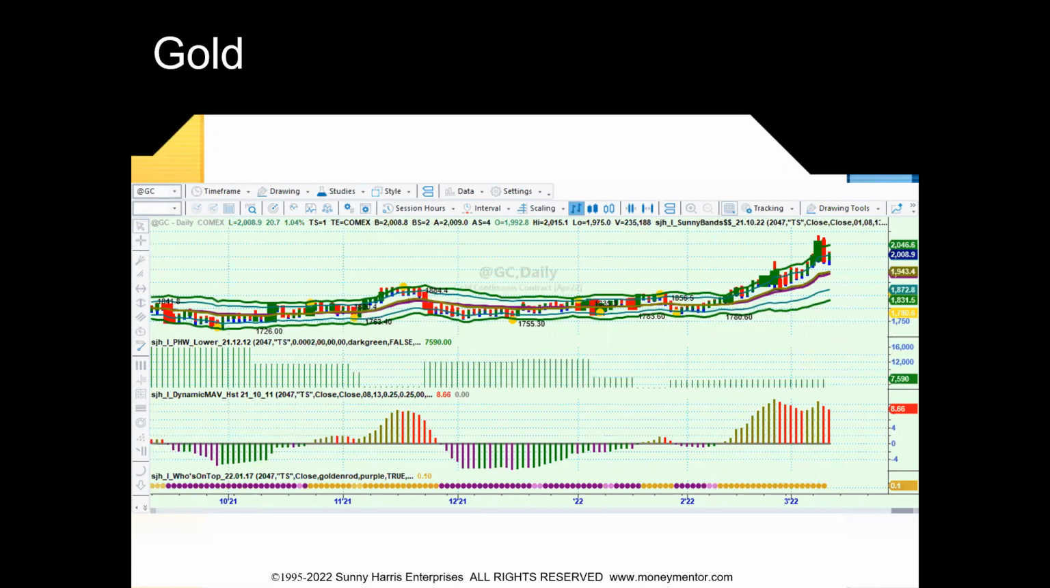Here's gold. You see, I've been predicting for months and months that it would hit 2,000, and I had a lot of people disagreeing with me. But here it was today, over 2,046, and currently down just over 2,000. I still expect higher prices in gold. And you can see that the gold line's on top solidly there.